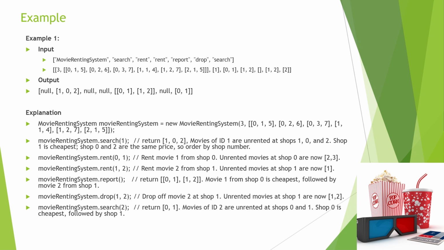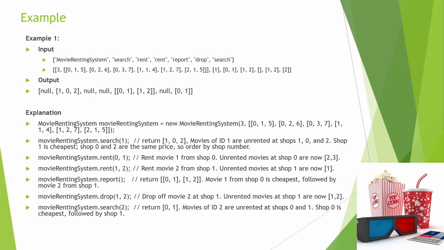Let's also check the buying price of the movies. Shop 0 movie 1 has a buying price 5. Shop 1 movie 2 has a buying price of 7. So the report always returns the list of shop and movie in the order of price. So it will be 0, 1, followed by 1, 2.